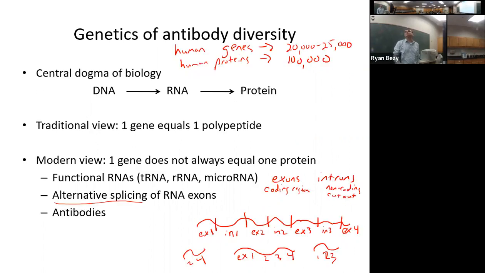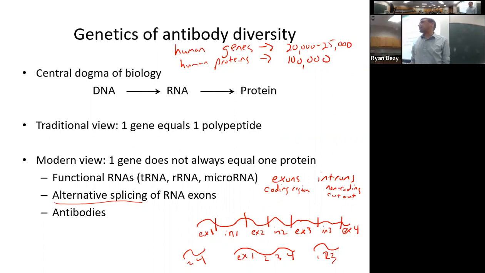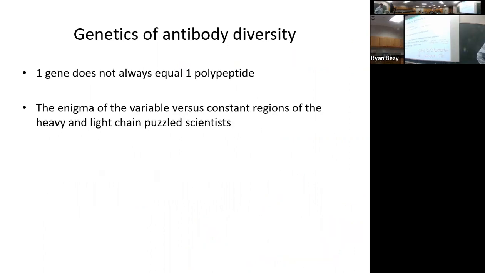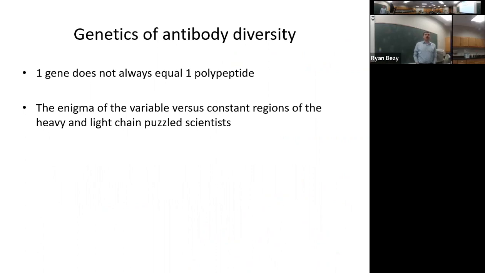And then there's antibodies, which is another version of where one gene does not always equal one polypeptide. In this case, it's where many genes can sometimes equal one polypeptide. So it's almost the opposite of alternative splicing. Alternative splicing is where one gene can equal many proteins. Antibodies are going to involve many genes equaling one protein. So the enigma is basically, how can you get all these variable regions? And how can you have a variable region versus a constant region of these heavy and light chains?